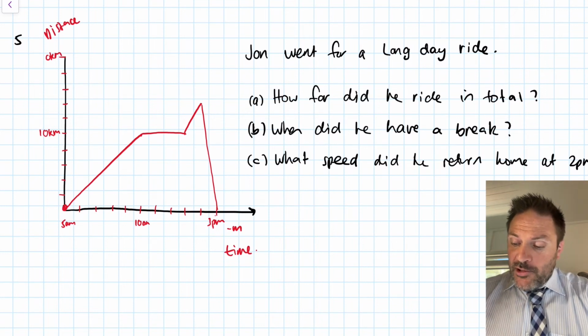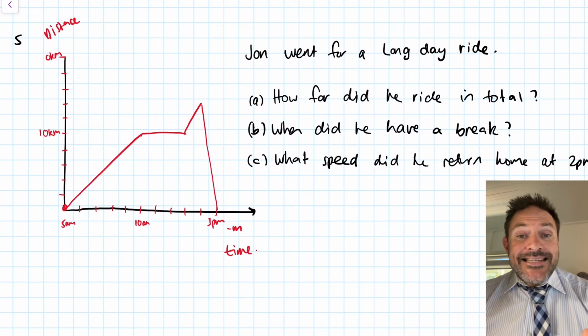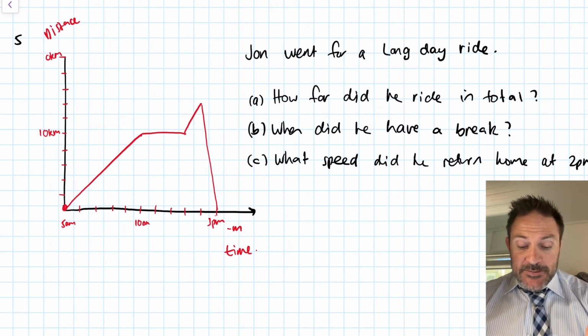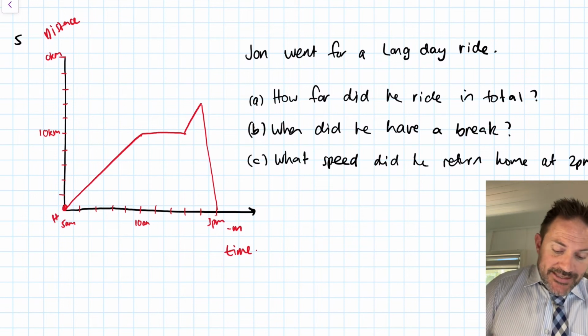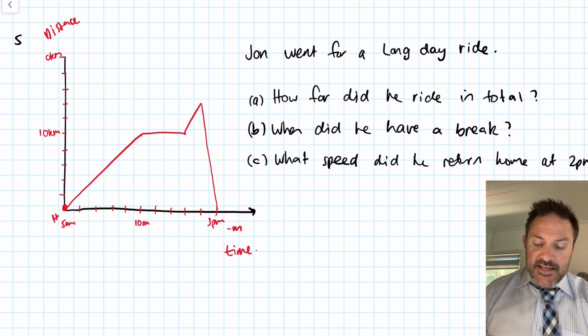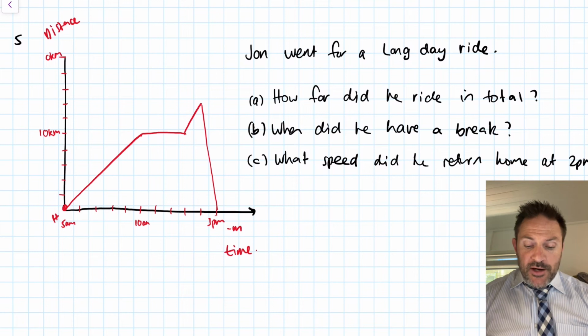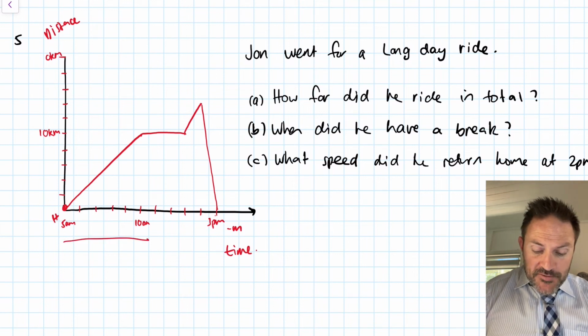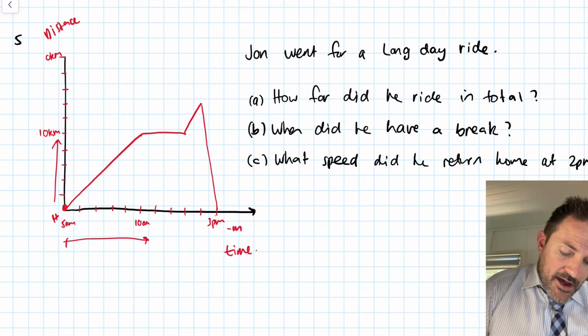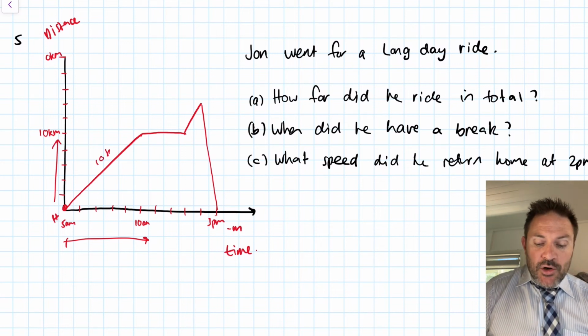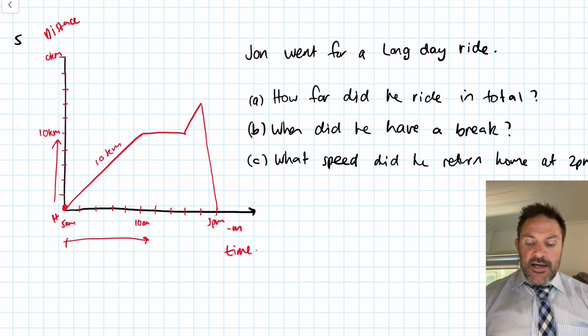Okay, John went for a long day ride, and this graph here is a distance time graph, and it's going to explain what John was doing. Let's say, for example, that John starts at home, and he's going to go on this little trip. He's got his bike ride, and in the first 5 hours, you can see that John has ridden how far? He's gone up 10 kilometers.